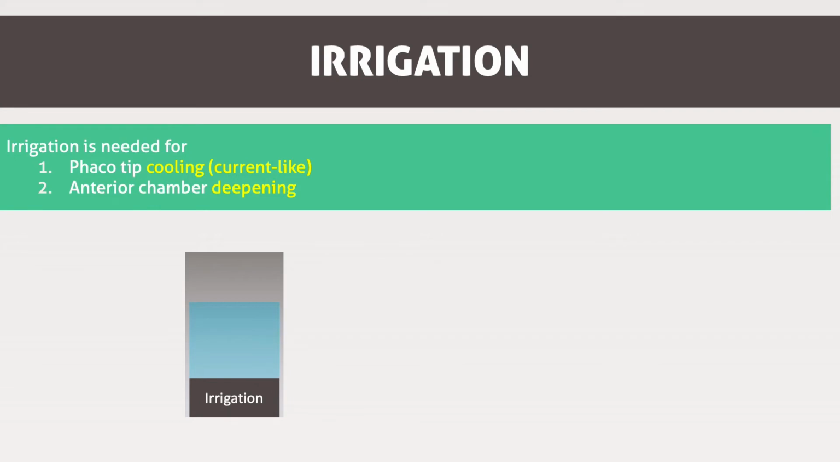Starting with irrigation. We need higher irrigation during sculpting than during pre-phaco to create a cooling current to decrease the high temperature produced by using high power. As we mentioned earlier, sculpting means high power. The aim of this cooling current is to protect the endothelium and the wound. So keep in mind that in addition to OVD, a cooling current is also a factor that protects the endothelium.